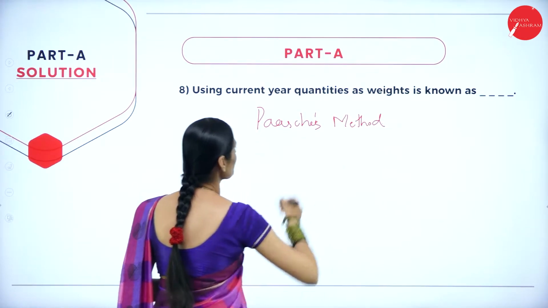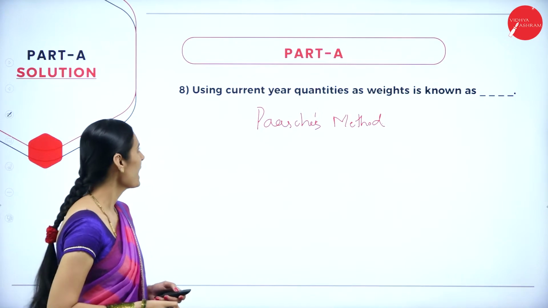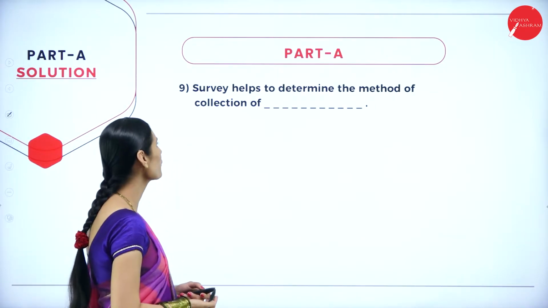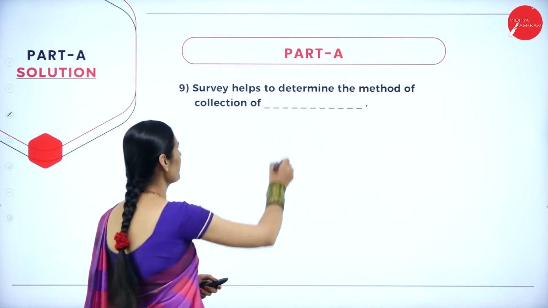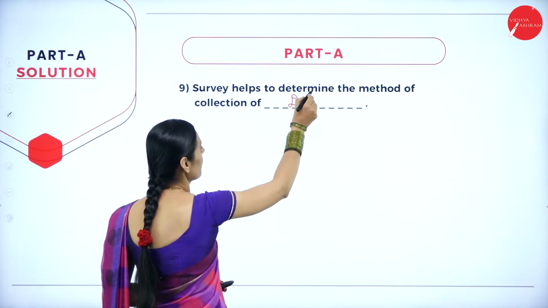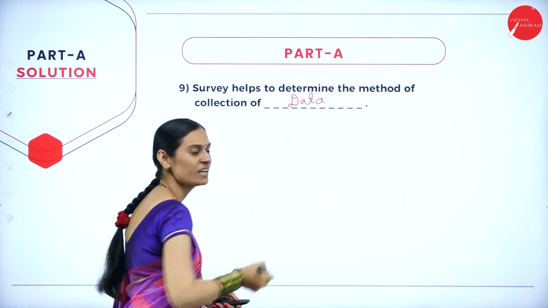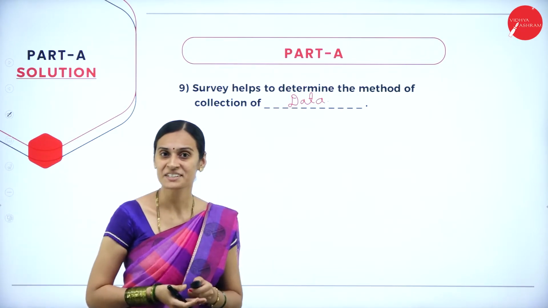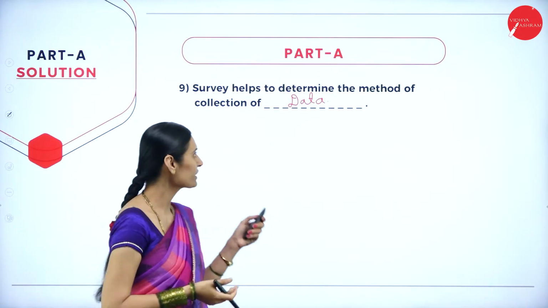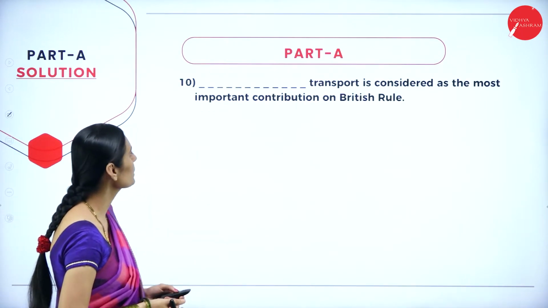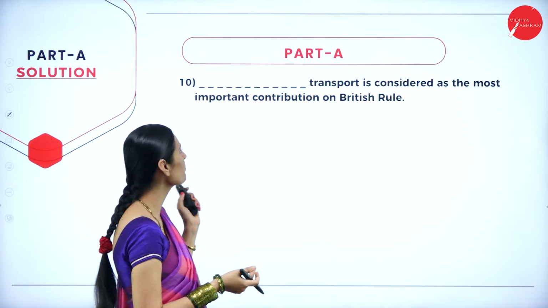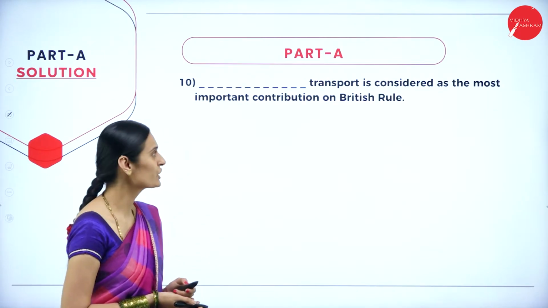Okay, so this is the answer. And next one, survey helps to determine the method of collection of data. Yes, the data is very important to analyze the statistical part. Next, 10th one, dash transport is considered as the most important contribution of British rule.